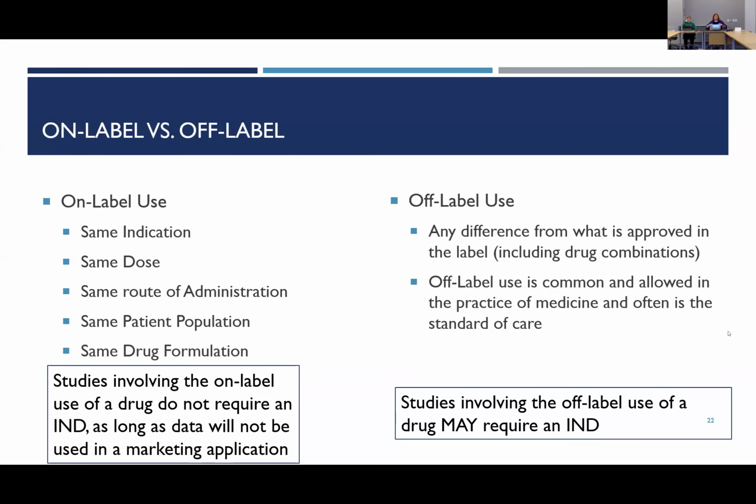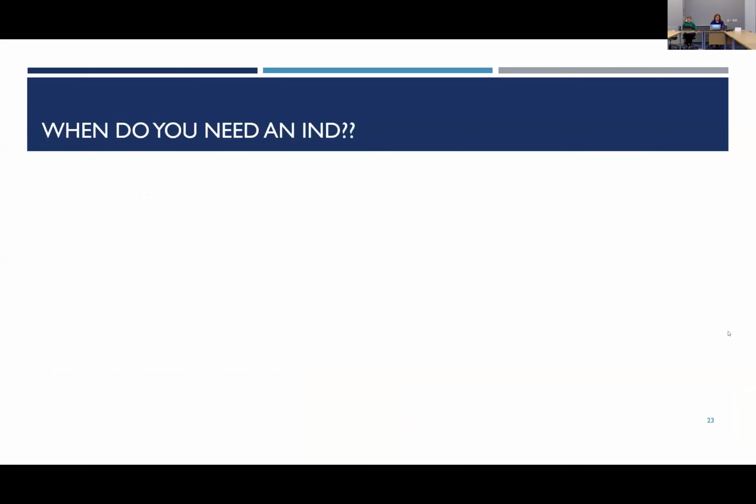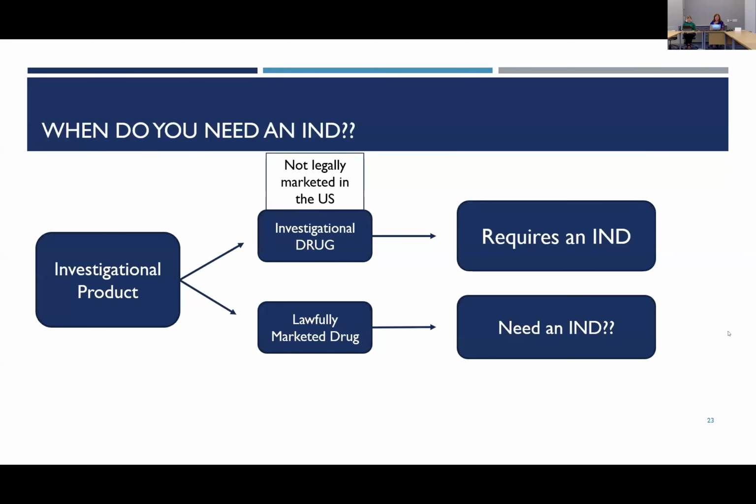And again, we've talked about how off-label use is quite common in the practice of medicine, but once you step into that clinical trial field, then you really get into the details. And so if you have a study that is using a drug that is off-label, then you might need an IND. And so we're going to go back to that graphic again, and we already covered these. We're getting to that point of when do you need an IND for a lawfully marketed drug?